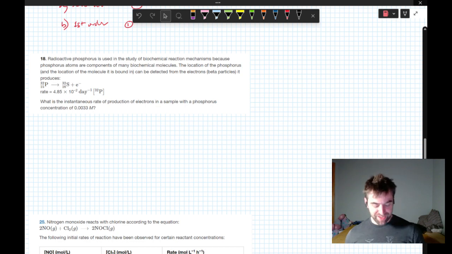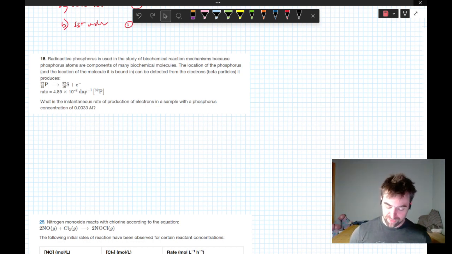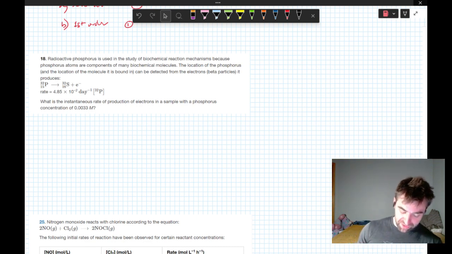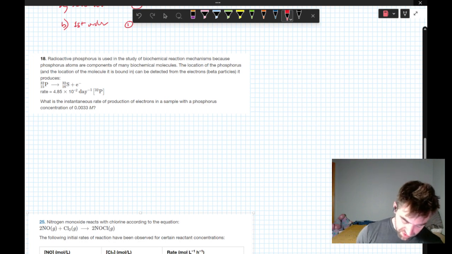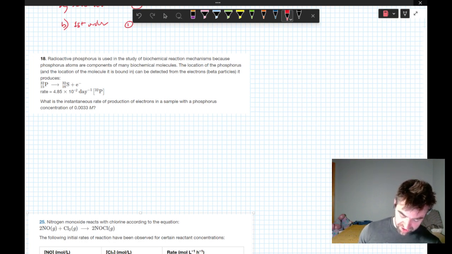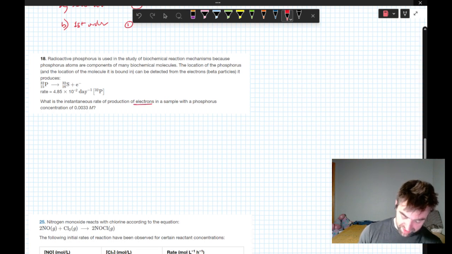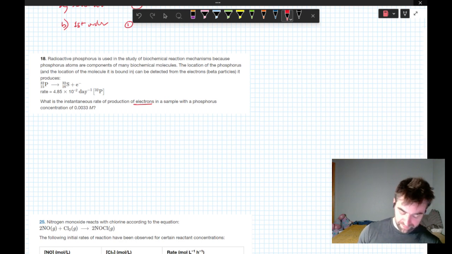This is kind of neat. Radioactive phosphorus is used in the study of biochemical reaction mechanisms because phosphorus atoms are components of many biochemical molecules. ATP, adenosine triphosphate, right? The location of the phosphorus and the location of the molecule it is bound in can be detected from the electrons or beta particles it produces. And we're given a balanced equation here and a rate. So what is the instantaneous rate of production of electrons in a sample with a phosphorus concentration of 0.0033 molar?